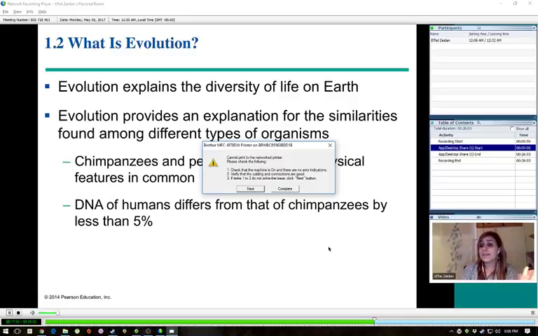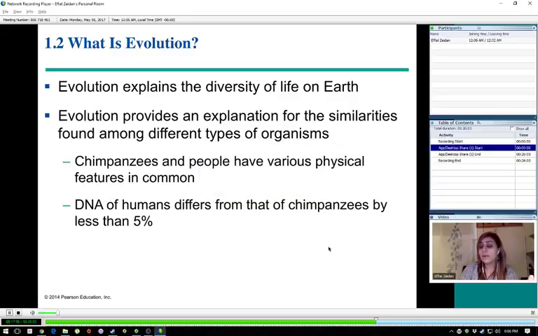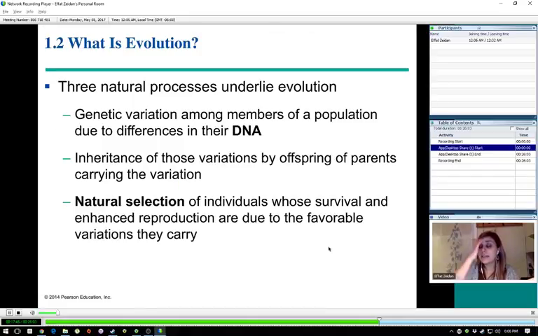So, for example, chimpanzees and people have various physical features in common, and they have been able to find that after they decoded the human DNA as well as the chimpanzee's DNA, there's a little bit of difference between the two, less than 5%.